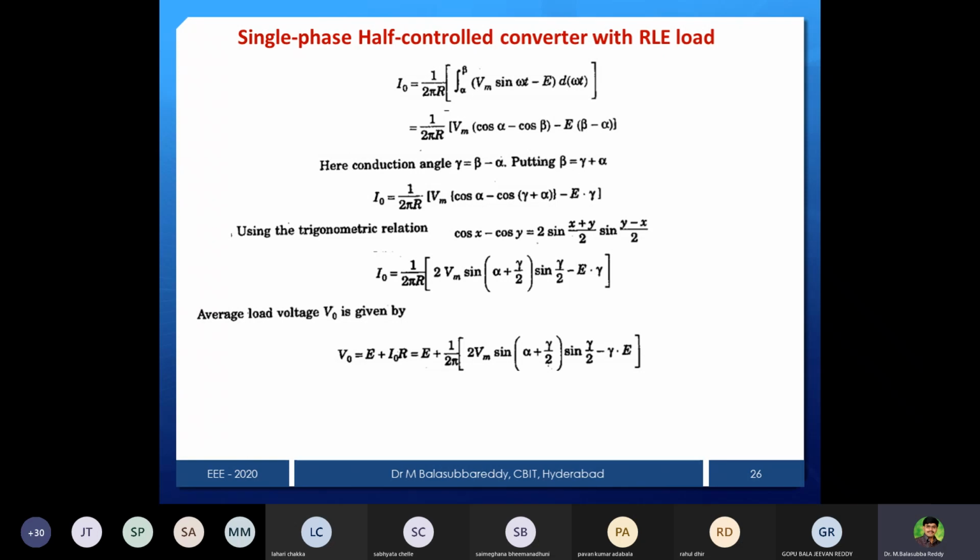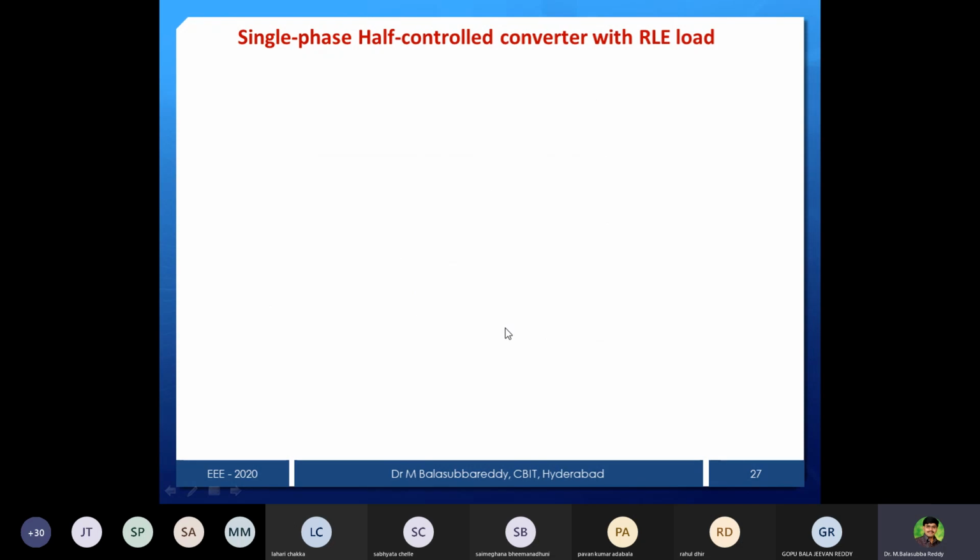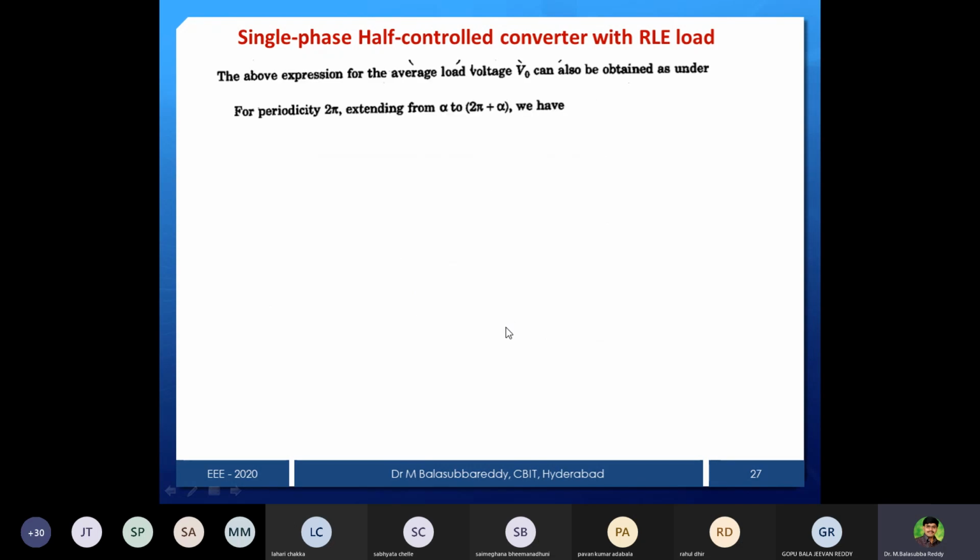At the moment V out is equal to EB plus IA RA fashion, and I naught we already derived, and R is just multiplication of that. R will get cancelled out because in the I naught expression there is an R, no? So E as such plus I naught into R, and R will get cancelled out, 1 by 2 pi into the rest of the things will give us V out. And similarly, another way you can also represent the expression directly, alpha to beta Vm sin omega t plus Eb, and that integral. What are the limits? If you want, you can do one more step.